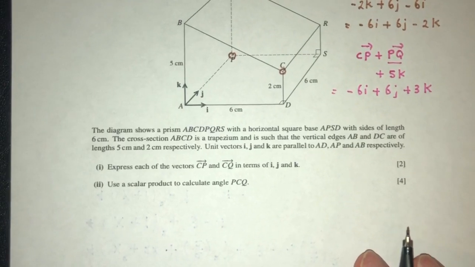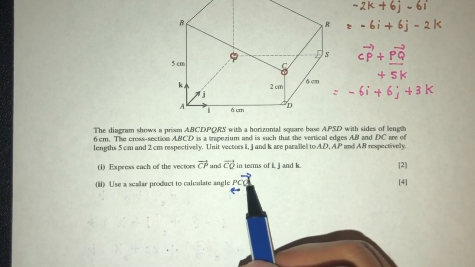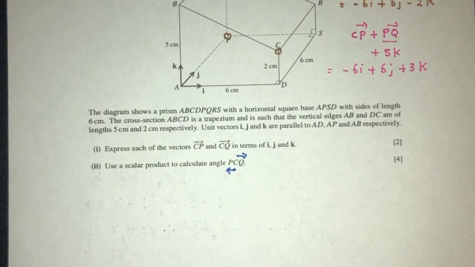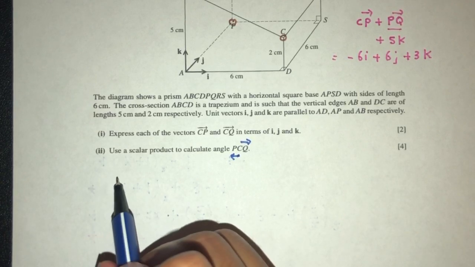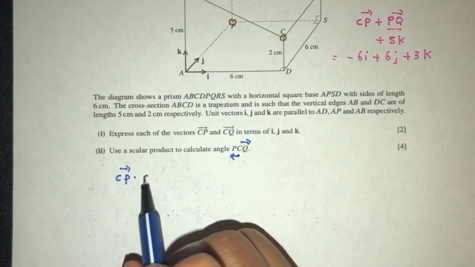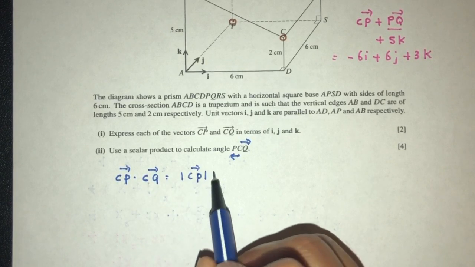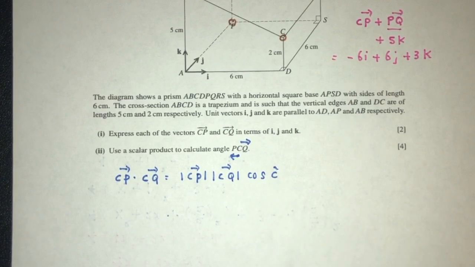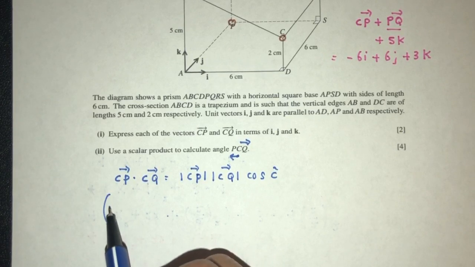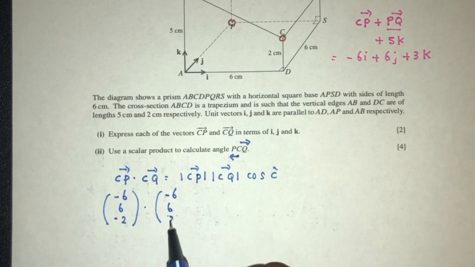Now for part 2, we have to find the angle PCQ. So from C, we have this, we have this. So we have these 2 vectors already, which is CP and CQ. So pretty easy. We have to use scalar product. That will be CP dot CQ equal to the magnitude of CP times magnitude of CQ, and then we have cos of the angle C. So this will be CP is found to be minus 6, 6, minus 2. CQ was found to be minus 6, 6, and 3.